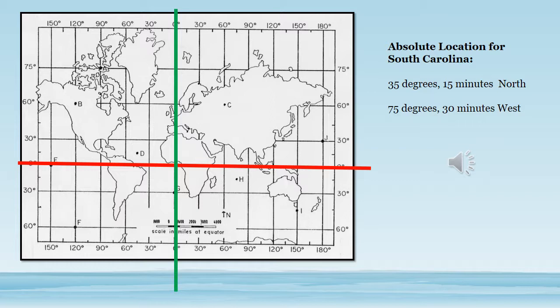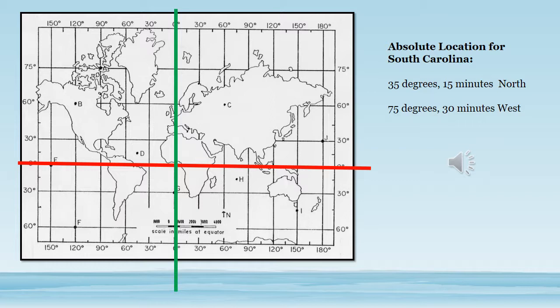So I go up here right up at 30 degrees. Well, right at 30 degrees is Florida. Well, I know that South Carolina is above Florida. So I go up. Now, I have put the example on there, 35 degrees, 15 minutes north, and then 75 degrees, 30 degrees west.